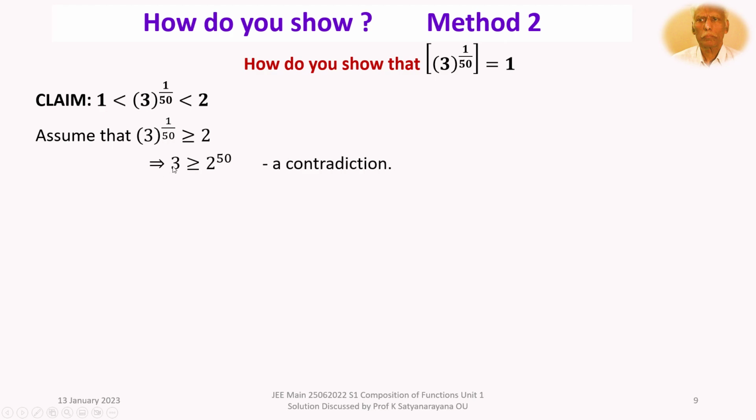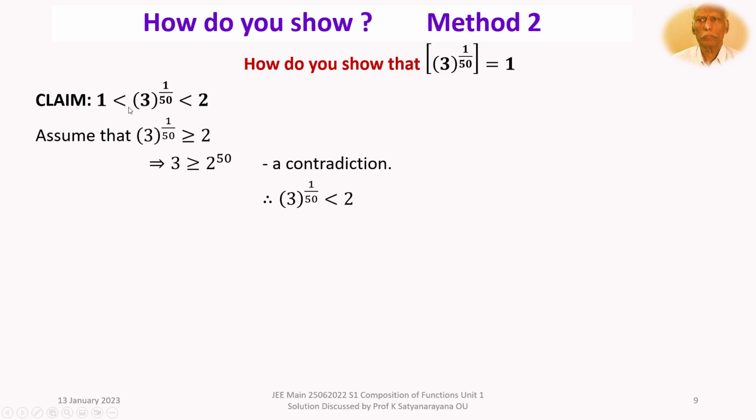You get 3 is greater than or equal to 2 power 50, which is an absurd conclusion, which is impossible, which is not true, which is false. Therefore, you arrive at a contradiction. This contradiction is because of the assumption 3 power 1 by 50 greater than or equal to 2. It's a false assumption that you have made. Therefore, 3 power 1 by 50 is less than 2. Correct.